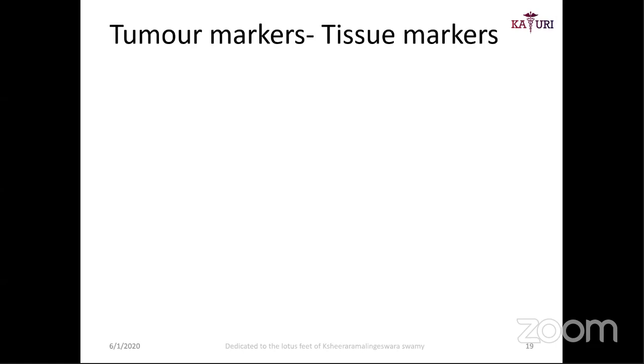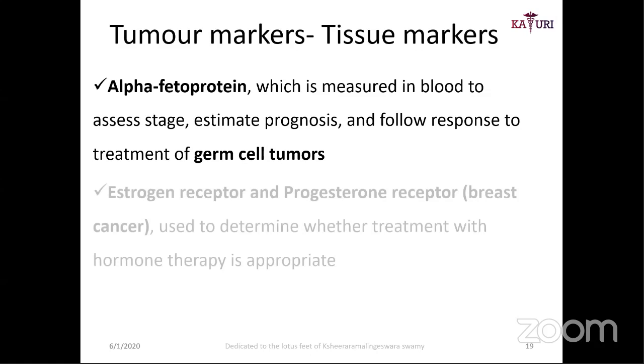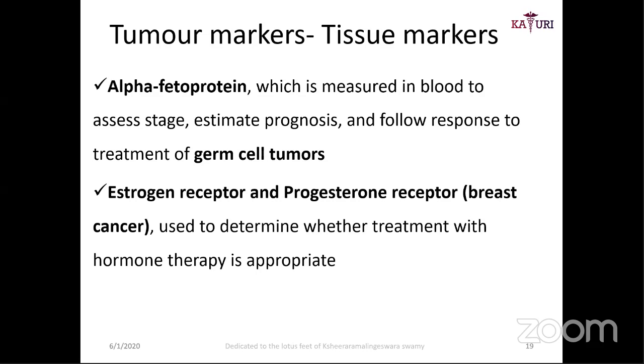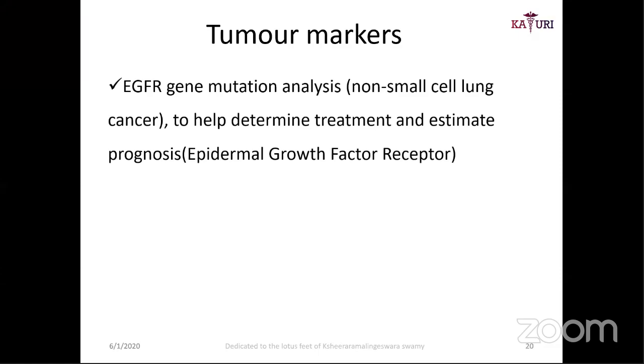Coming to tissue markers, alpha fetoprotein is measured in blood to estimate prognosis. Most important are the estrogen receptor and progesterone receptor for breast cancer. If the breast cancer has these receptors, it responds well to chemotherapy and radiotherapy. If it doesn't have them, the response is different. And coming to the other tumor markers, some growth factors, epidermal growth factor receptor, and PD-L1, programmed death ligand 1, a type of tumor marker which is an immune checkpoint.